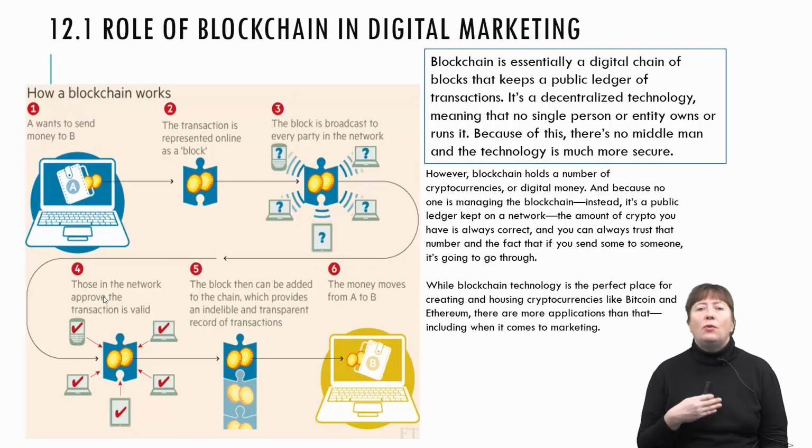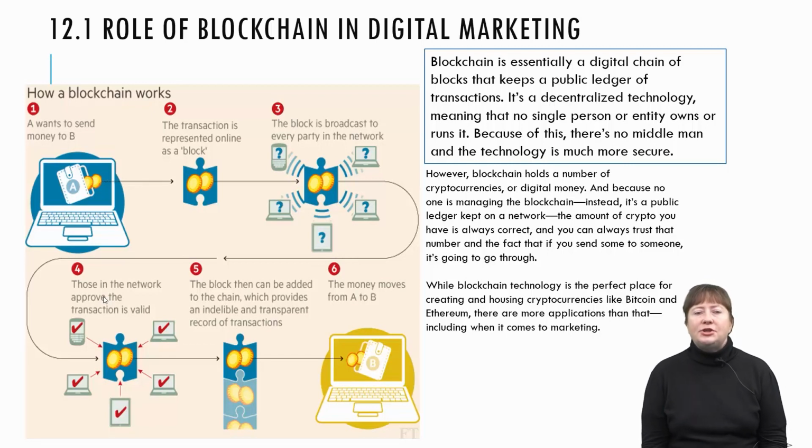How does blockchain work? Usually we have the first step, for example, some company or person wants to send money from one company to another or from one person to another. During the second stage, the transaction is represented online as a block in this system. And after that, we move to stage number 3. The block is broadcast to every party in the network, so automatically all the data is protected, and there is only little impact from risk activity within the system.